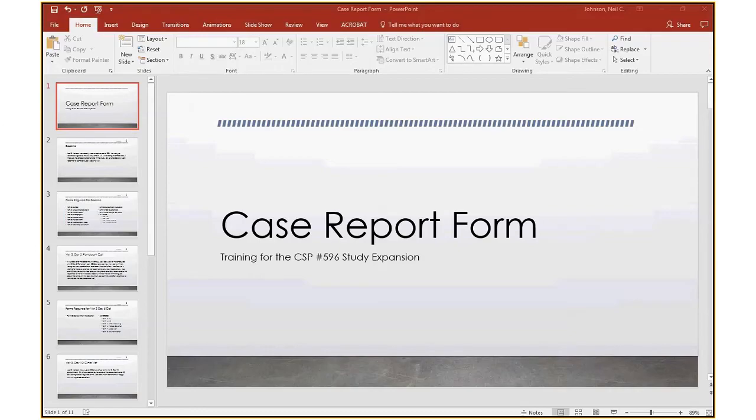Good day. This is the training for the CSP 596 case report forms made for the study expansion. It is highly recommended staff review the operations manual and associated appendixes before taking this training, so as to better understand the material. If you have any questions or need a further explanation, call or email the National Study Coordinator, Neil Johnson, and the CSPCC Project Manager for CSP 596, Michelle Johnson, and we'll do our utmost to assist you.